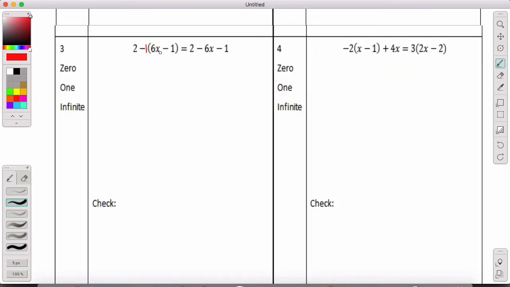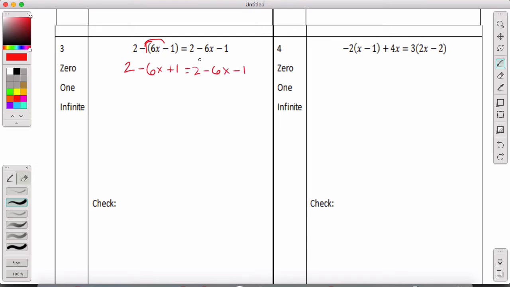All right, number 3. We have 2 minus 1 times 6x minus 1 equals 2 minus 6x minus 1. So I'm going to distribute this minus 1 over. So I end up with 2 minus, negative times a positive is always a negative, times 6x. A negative times a negative is a positive. We get plus 1 equals 2 minus 6x minus 1.